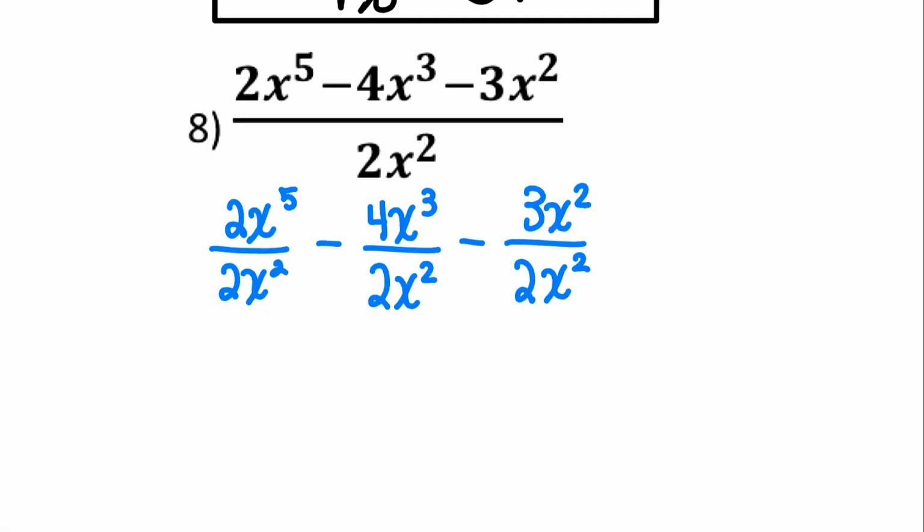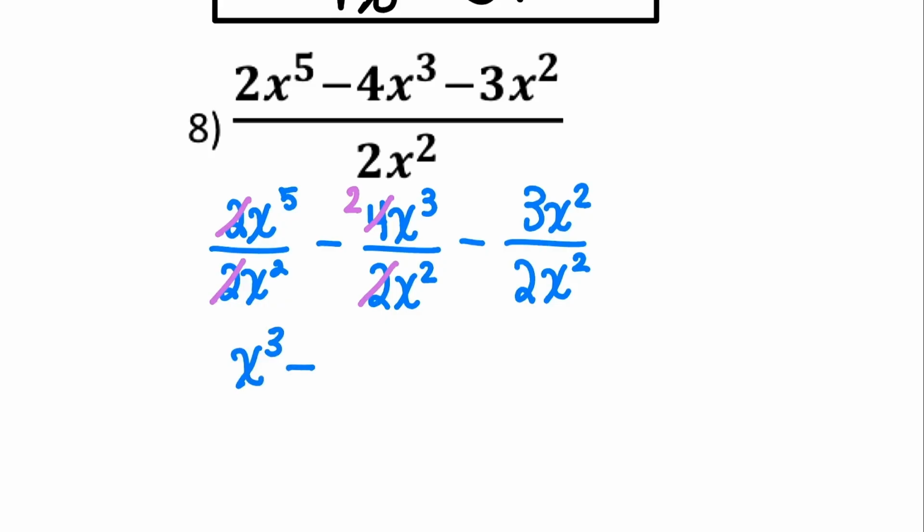When we are looking at each term individually, we're going to go ahead and simplify the coefficients. So 2 divided by 2 is just 1, 4 divided by 2 is 2, and then 3 halves is not going to change. Now we can address our exponents. Whenever we are dividing the same bases, we're going to subtract their exponents. So this entire term is going to turn into simply x cubed. 5 minus 2 is 3.